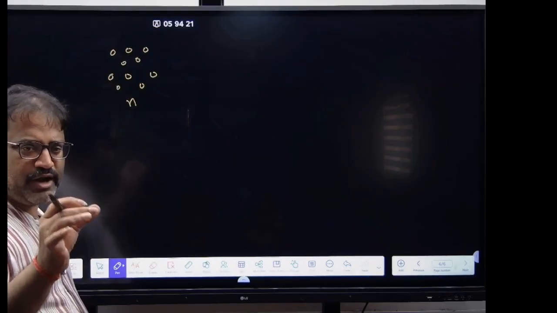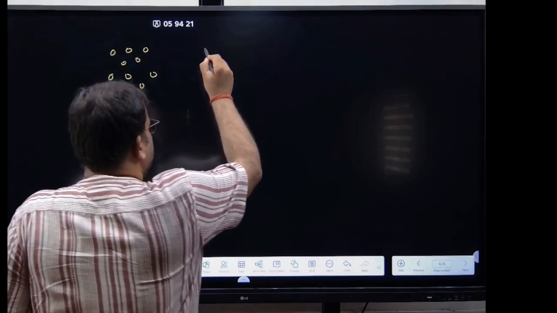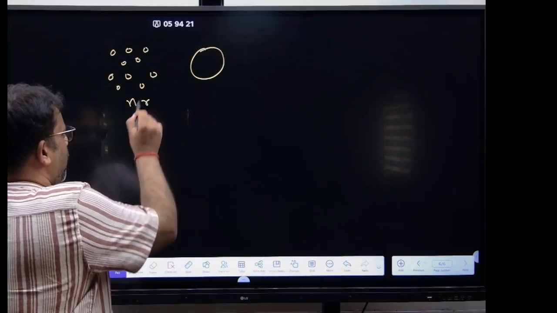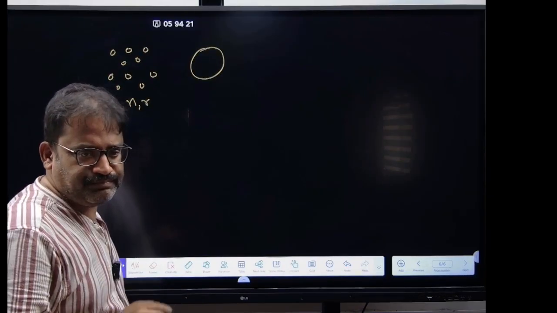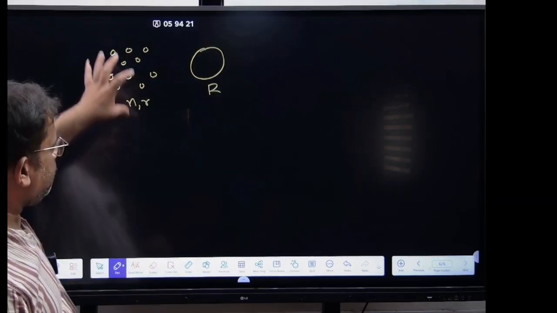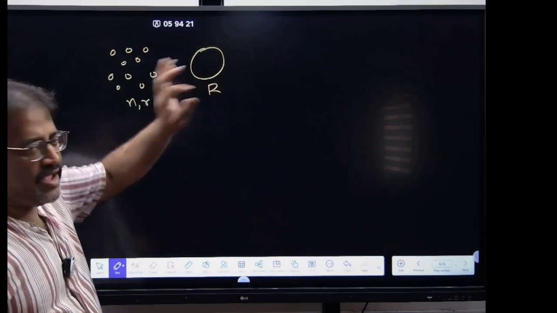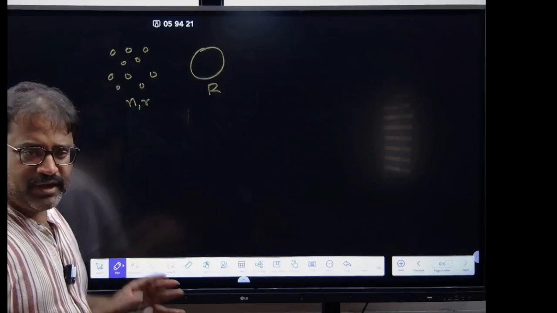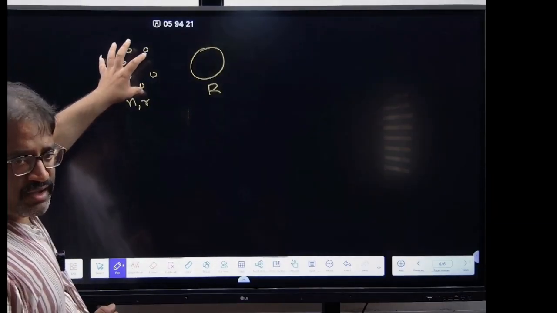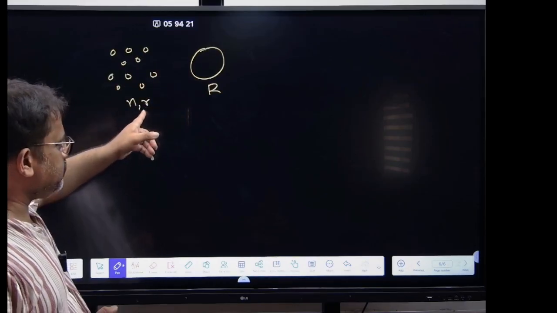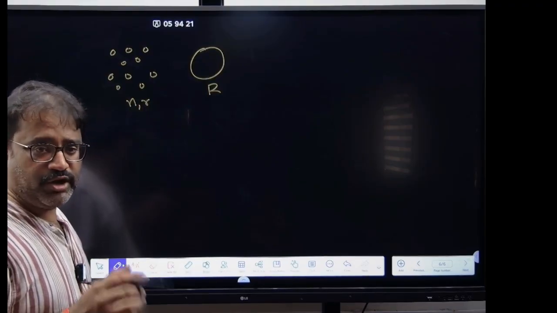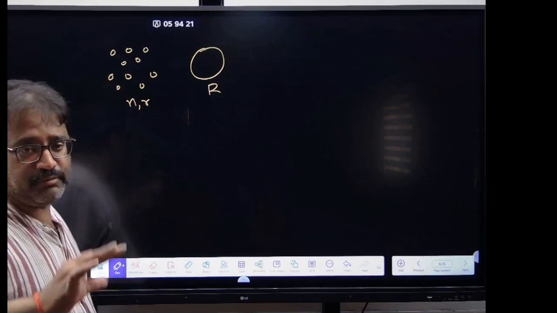When they reach some part of the atmosphere, they combine to form a bigger drop. Let us say that the radius of an individual drop here is r, small r, and the radius of the bigger drop, which is formed by the combination of these, is capital R. Now remember one factor here: whenever these drops combine together, the radius of the bigger drop is not equal to n times the radius of the smaller drop. That will never happen.